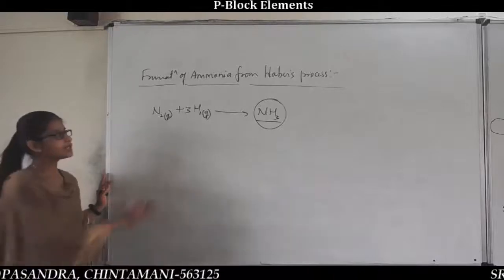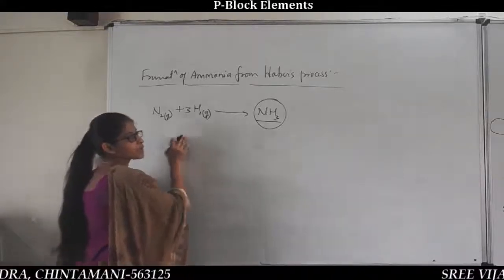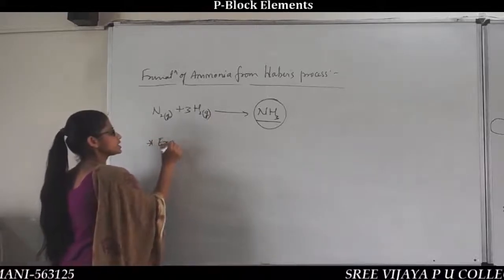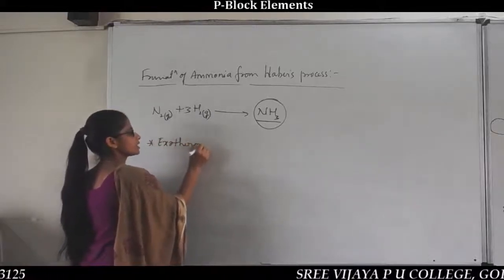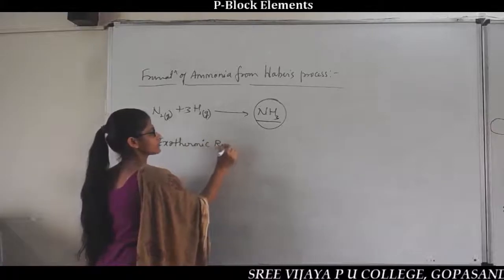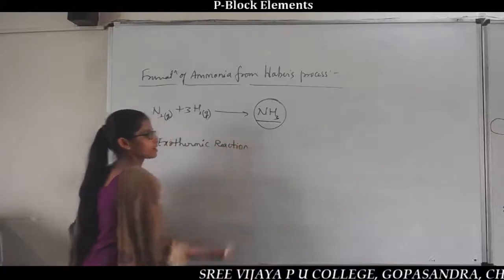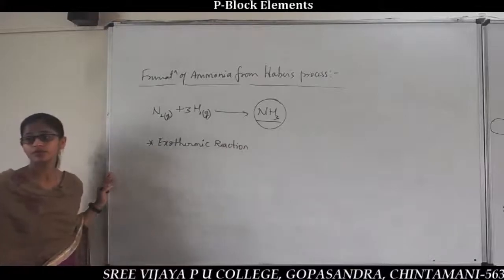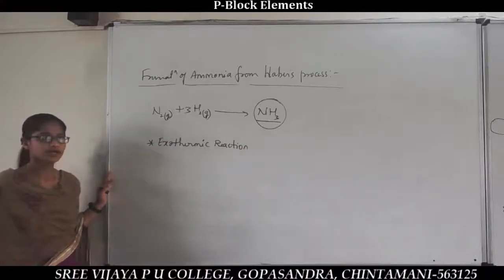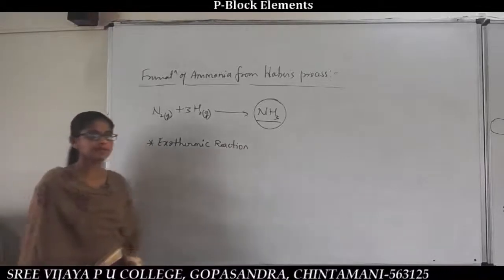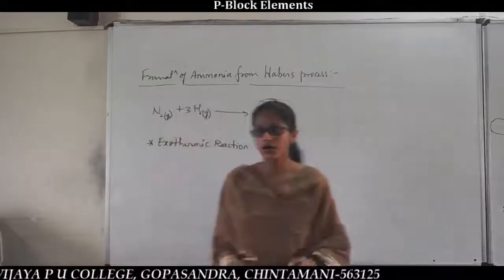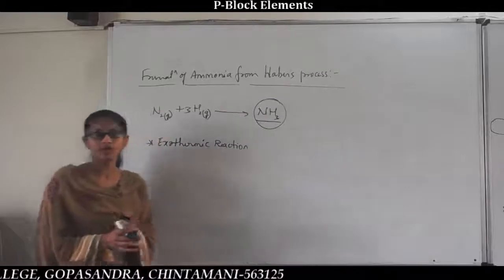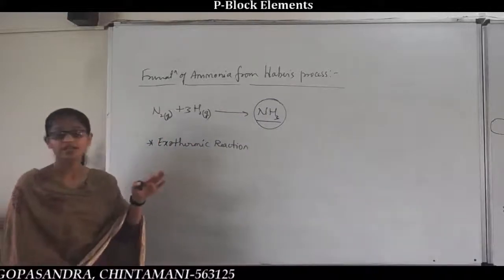This process is called the Haber process. The first thing is that it is an exothermic reaction. And in this Haber process, the formation of ammonia is according to the Le Chatelier principle. The formation of ammonia is favored by the reaction conditions.